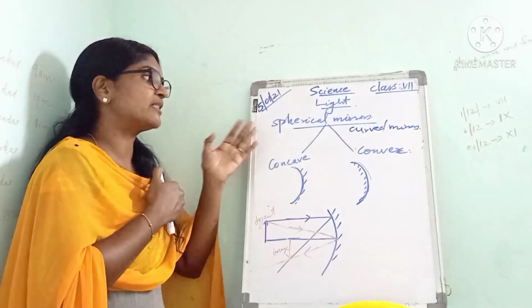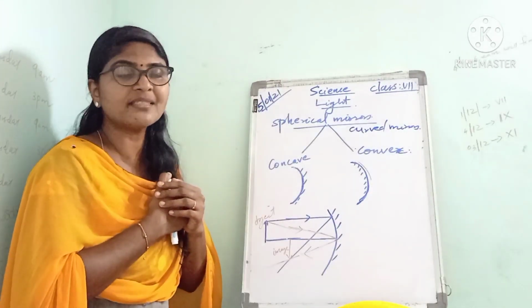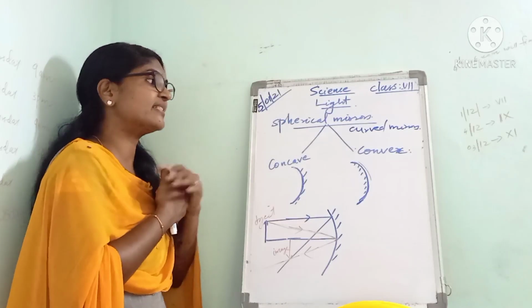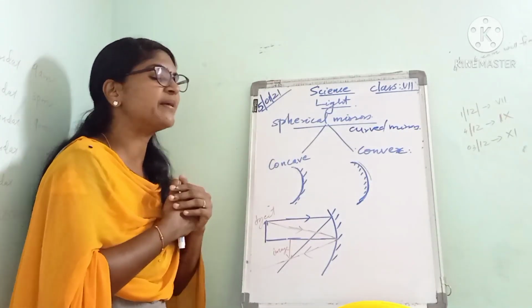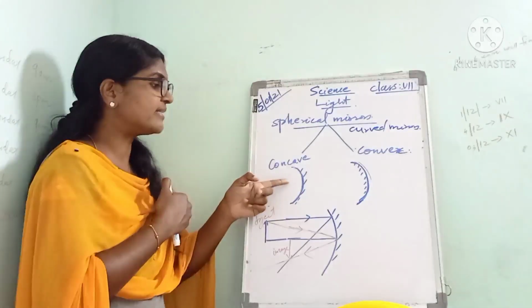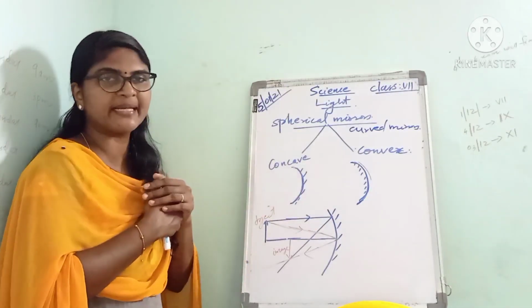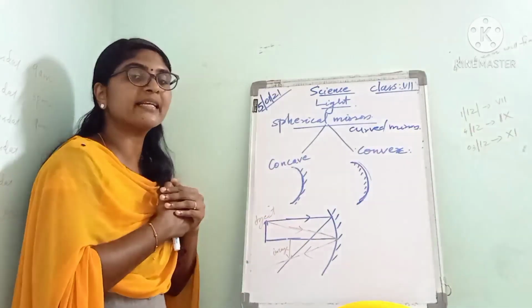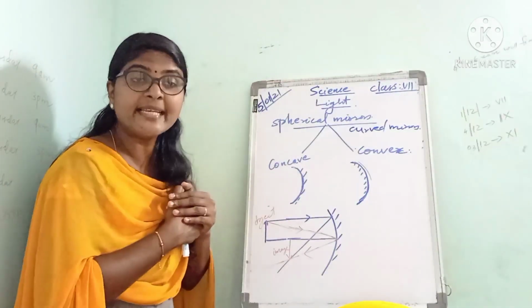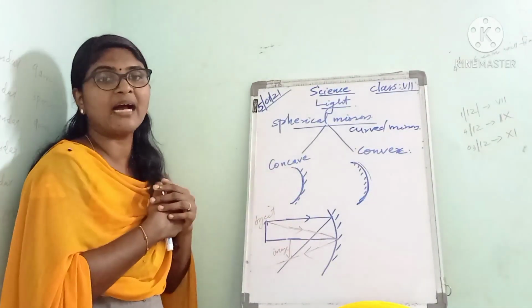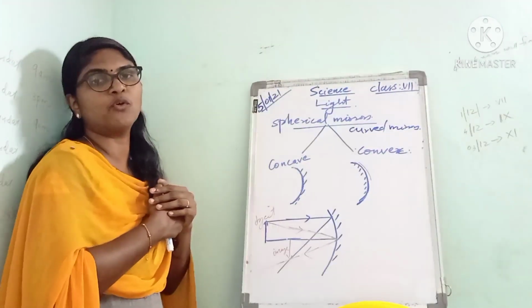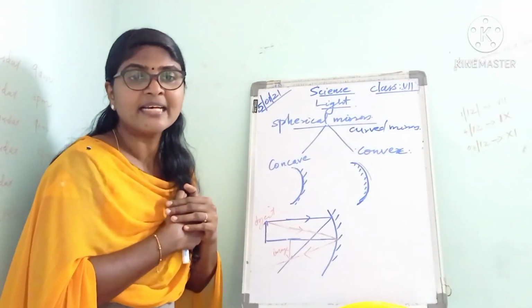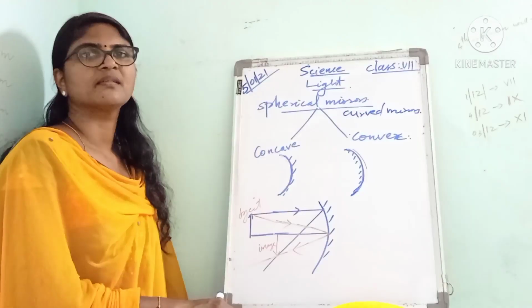Okay, spherical mirrors have curved surfaces, so they are otherwise called curved mirrors, and these are of two types: concave mirror and convex mirror. This is the concave mirror and this is the convex mirror. A concave mirror is a spherical mirror whose inner curved surface is the reflecting surface.